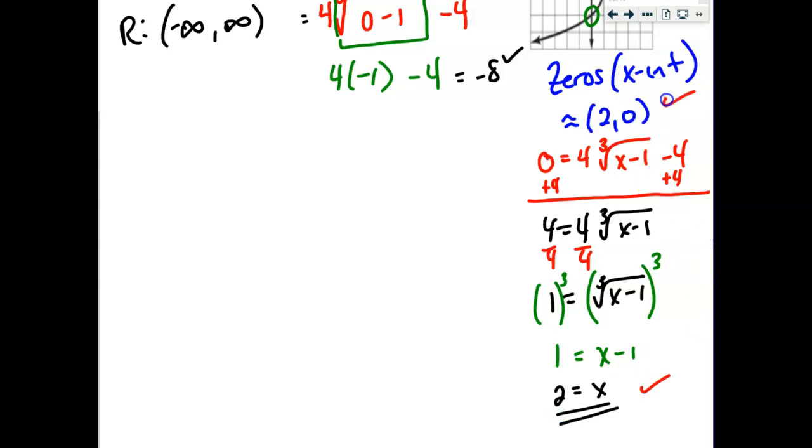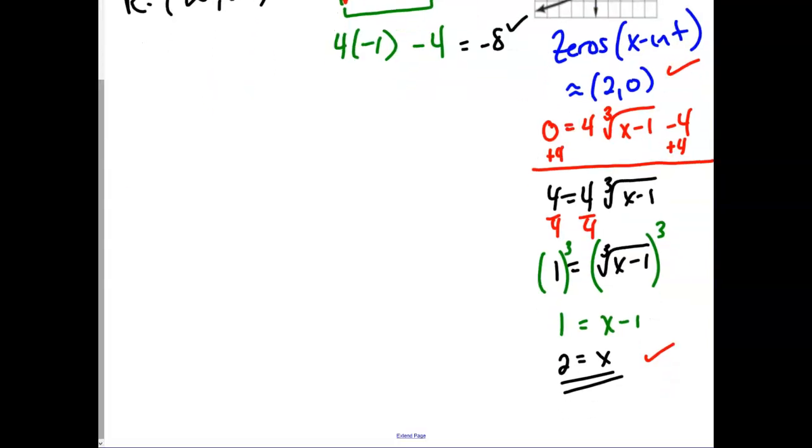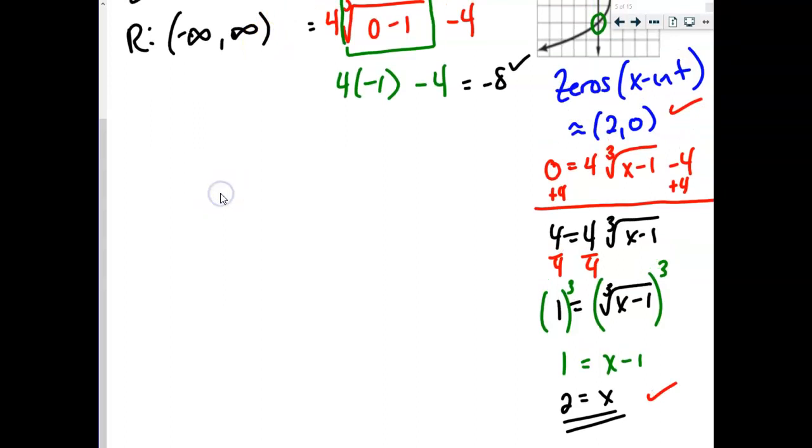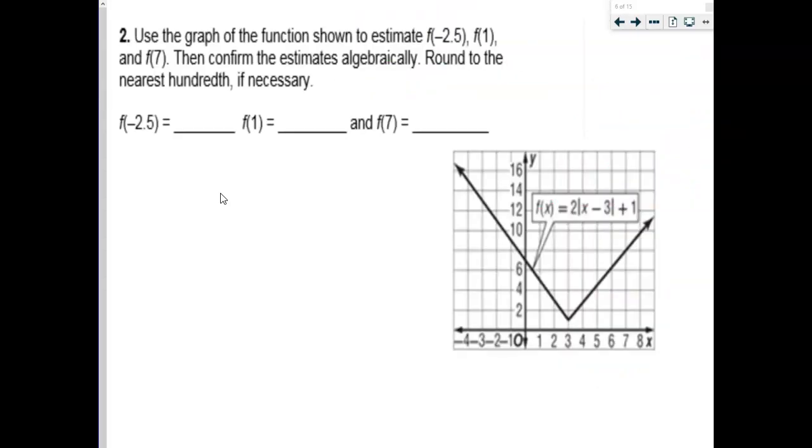So we're estimating from the graph, and then we're having algebraic techniques to confirm it. If this was a test question, I wouldn't make you do both. I would either have you do one or the other, and I wouldn't be sneaky. I wouldn't be sneaky on a test. I might be sneaky on your homework. All right, let's take a look at this question.